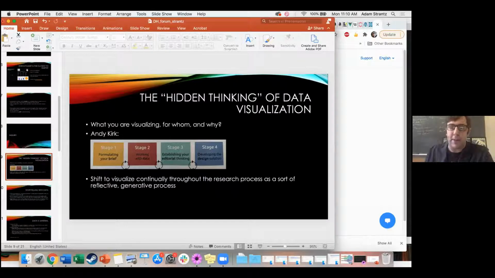So it's some of the basic things like, who are you visualizing for? Why are you doing it? What are your initial questions and things like that? And he has these nice stages of data visualization. But again, I think a shift is important to continually revisit visualization throughout the research process as a kind of reflective and generative process. So something that we can do all sorts of low stakes visualizing. We can do quick visualization tools. We can do pen and paper. We can do materials. It's just a lot of ways to get back to visualizing things and not just wait till we have results that we can show off.